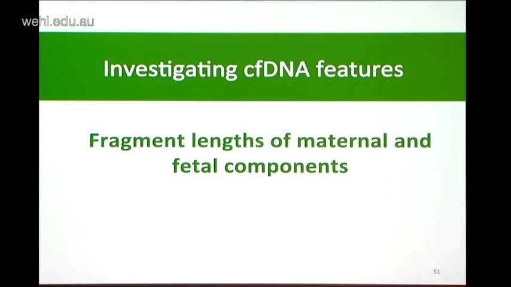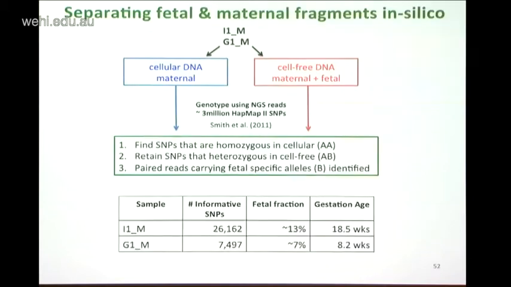All of the plots I've shown you before still come from the mixture, so we have not separated out the fetal and the maternal DNA. Now, we can actually do this in silico because of the experimental setup of our data. For both I1M and G1M pregnancies, we've got the cellular DNA sequenced, which is just maternal information. And we've also got the cell-free DNA sequenced, which has that mixture, maternal and fetal.